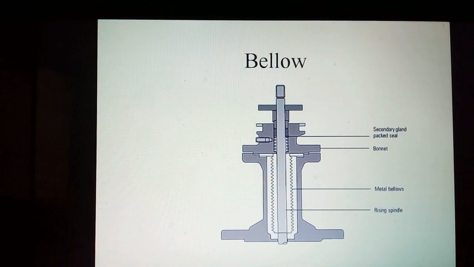If high vacuum or corrosive, flammable or toxic fluid is to be handled, the disc or stem may be sealed by metal bellows, or by a flexible diaphragm termed packless construction.